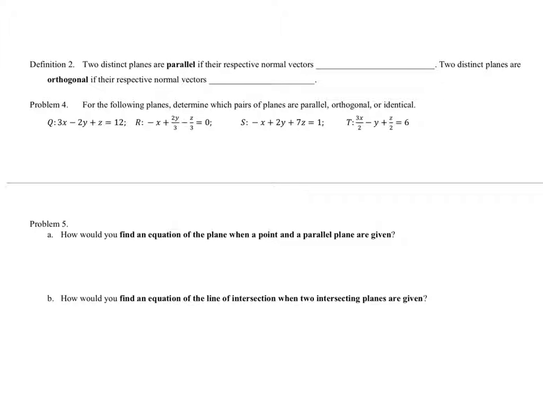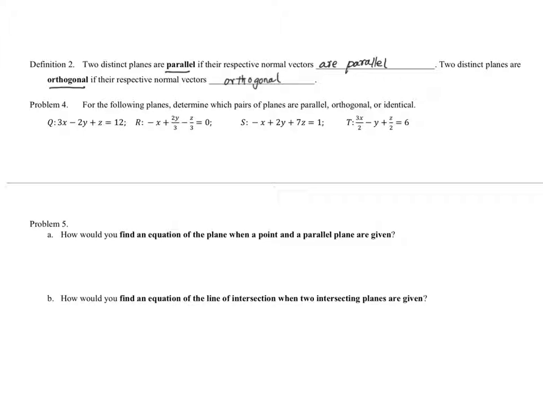When two planes are parallel, then their respective normal vectors must also be parallel. And if they are orthogonal, then their respective normal vectors will be orthogonal. So we can use this property to identify which of the following ones are parallel and which ones are orthogonal or identical.